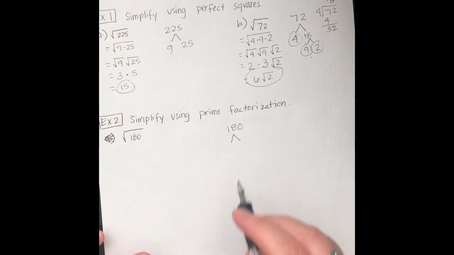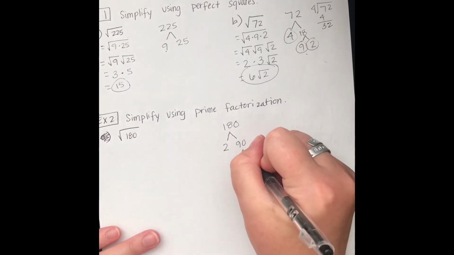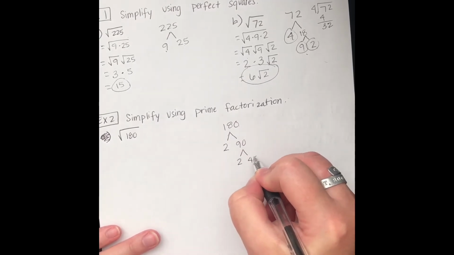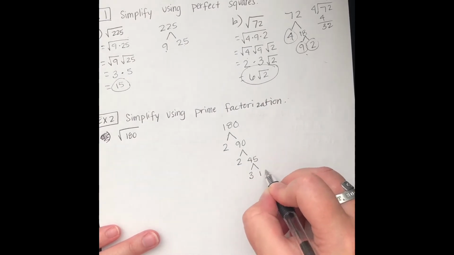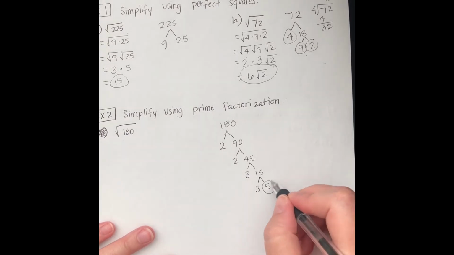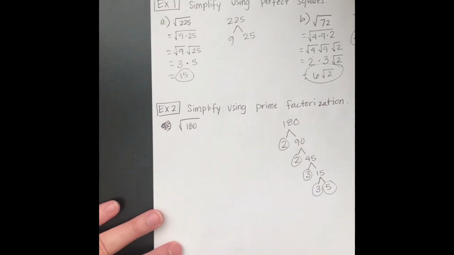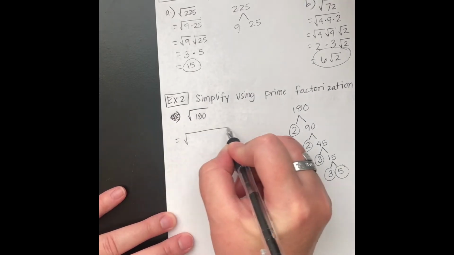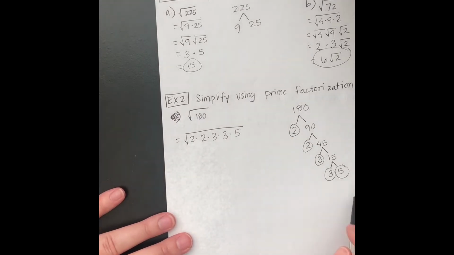Just use your factor tree. We can do 180 divided by 2. And that is 90. 2 is not a perfect square, but that's okay. Then I'm going to do 90 divided by 2 is 45. 45 cannot be divided by 2, but it can be divided by 3, and you get 15. And 15 can be divided by 3, and you get 5. None of these, 5, 3, 3, 2, or 2, are perfect squares, but they are the factors of 180. So I'm going to rewrite it here as the square root of 2 times 2 times 3 times 3 times 5. All of my factors. If I multiply these together, I get 180.